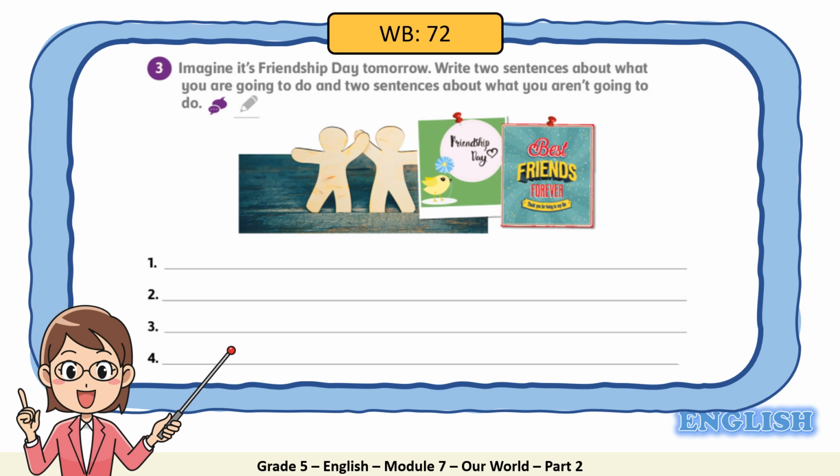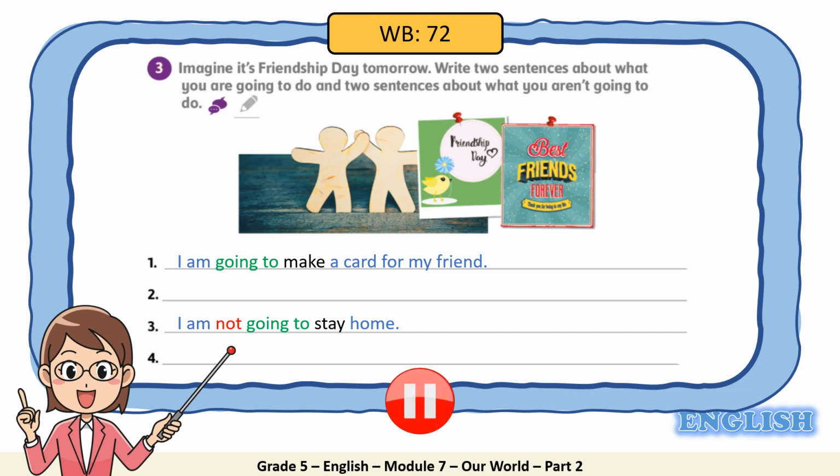Take a look at this example. I am going to make a card for my friend. I am not going to stay home. Now it's your turn. Pause the video and write about yourself. Don't forget, write 2 sentences about what you are going to do and 2 sentences about what you are not going to do.